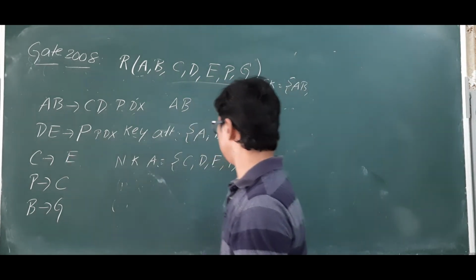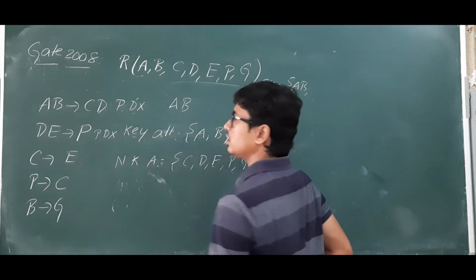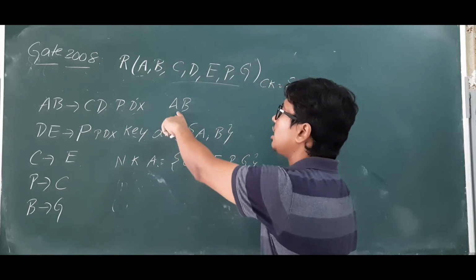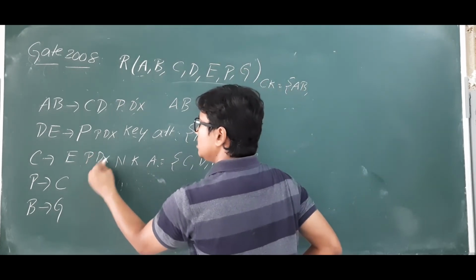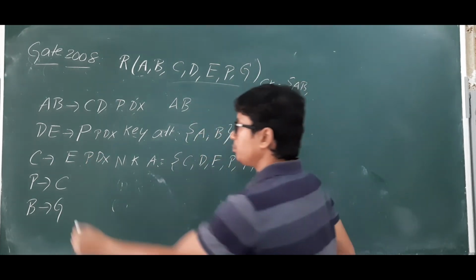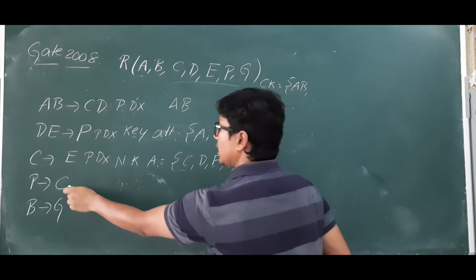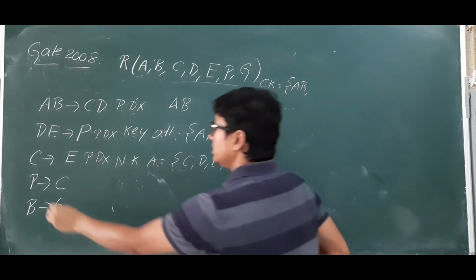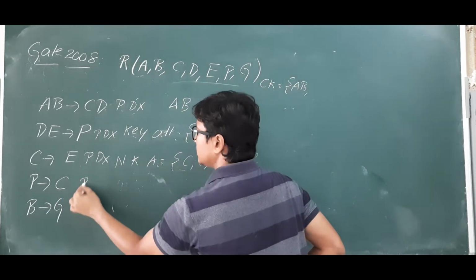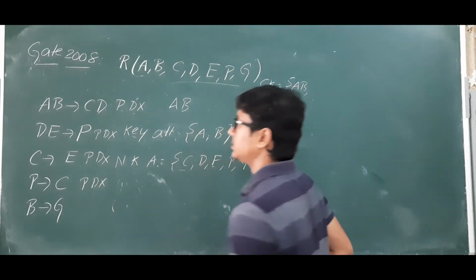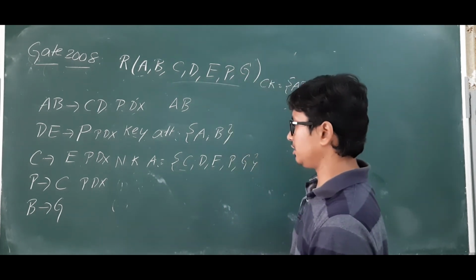C determines E. E is a non-key attribute, and C is also a non-key attribute, where C is not a part of the candidate key. So it is also not a partial dependency. Now P determines C. C is a non-key attribute. One condition is satisfied. Now the left-hand side is not a part of the candidate key. So it is not a partial dependency. Okay, now we will see the final FD.